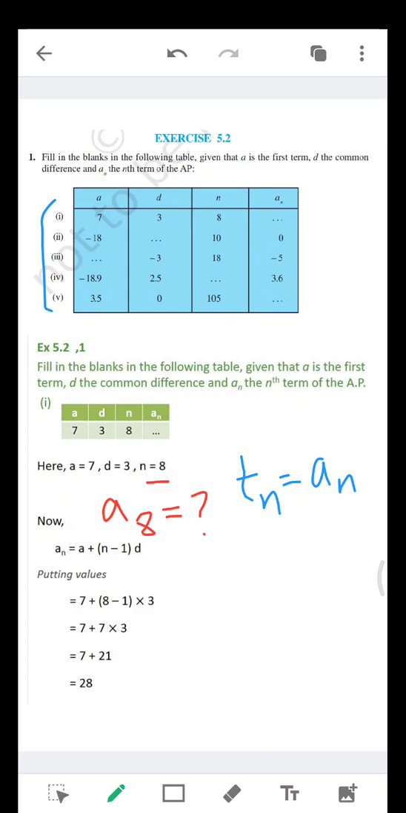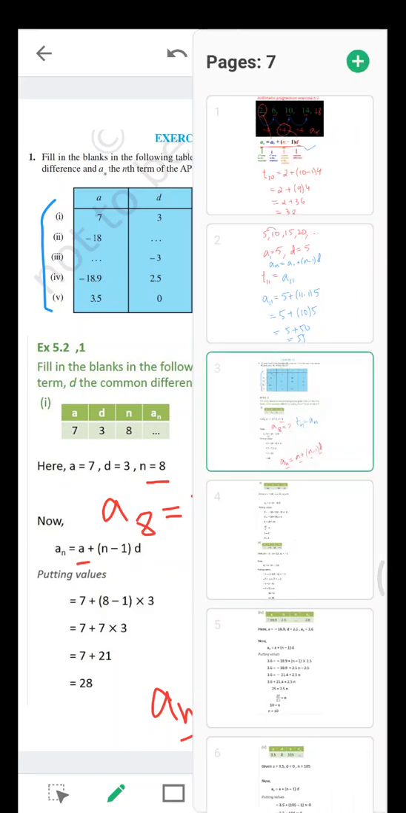The formula we have taken. Now we'll put the values. What is the a value? 7. Then n minus 1 is 8 minus 1 into D. D is 3. Okay, we'll simplify all this. 7 plus 7 into 3, that is 7 plus 21, that gives you 28. So the 8th term of this series is 28. In this way we find the missing values by using the formula. So out of these 4 parts, an is equal to a plus n minus 1 into d, whatever is missing we can easily find by using this formula.